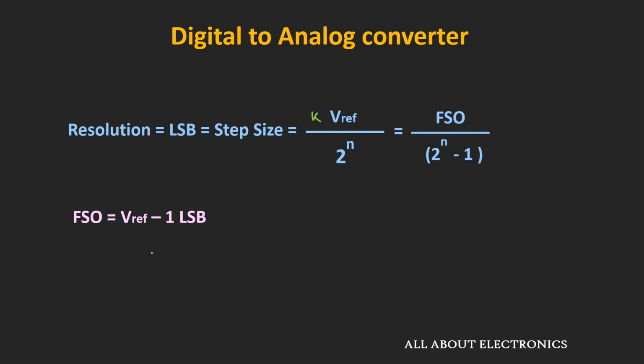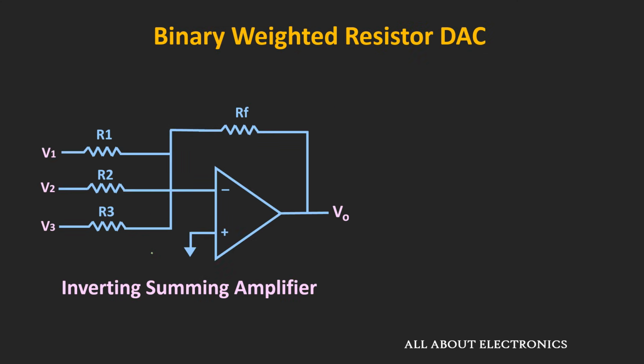Alright, so now let's talk about the binary weighted resistor type of DAC. This DAC can be designed by using the op-amp as a summing amplifier. We have already discussed in the earlier video on the op-amp how the summing amplifier can be designed, so for more information you can check that video. The circuit shown over here is the inverting summing amplifier.